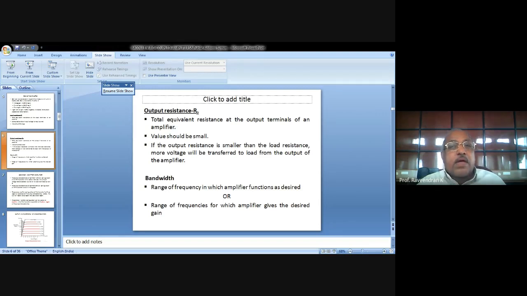And in the negative half cycle of the input signal current, IB decreases. IB decreases means IC decreases. IC decreases means ICRC decreases. ICRC decreases means the output voltage VC, which is equal to VCC minus ICRC, increases. So with the decrease in IB, the output voltage VC will be increasing. So it is the opposite direction.